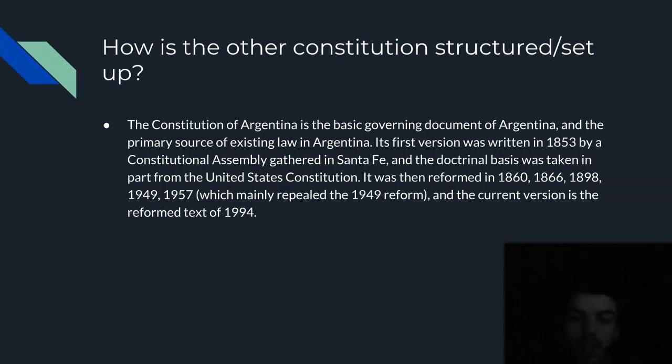But it was reformed in 1860, 1866, 1898, 1949, and 1957, which mainly upheld the 1949 reform. So basically, they got rid of the 1949 version of the document and made it the 1957 Constitution. Currently, the Constitution is the 1994 version.